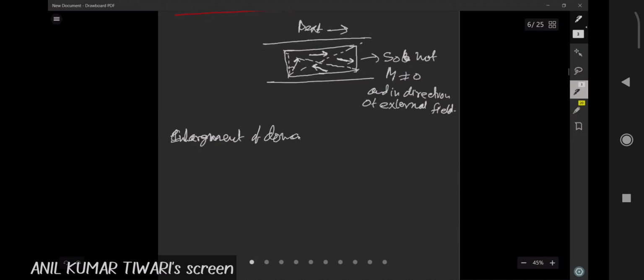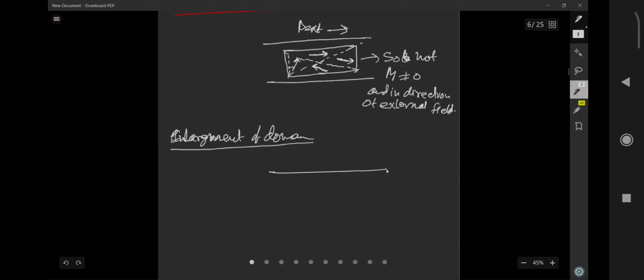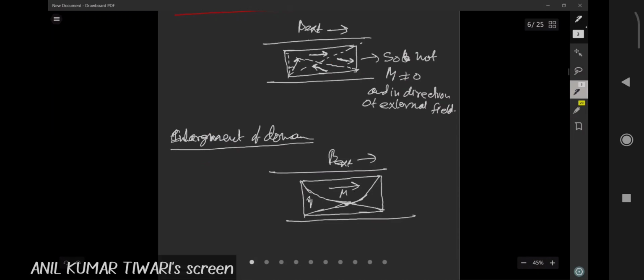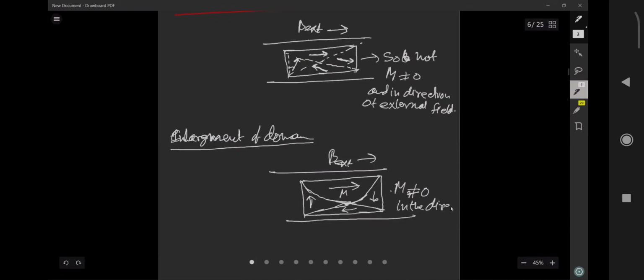Enlargement of domain. In enlargement of domain, the size of the domain is going to increase. This is B external in this direction. This was a ferromagnetic substance. In this, this was the favored domain. The size of this favored domain increases. Now, this is having an M in this direction, this in this direction, this in this direction, and this in this direction. These two are going to cancel. This is very small, this is very large. So here the M will not be zero, and is in the direction of the field. Any problem?